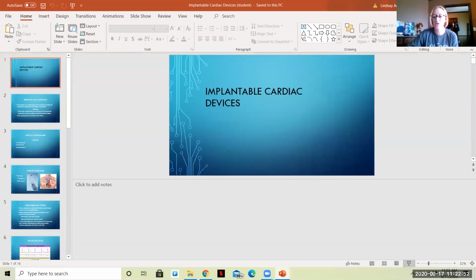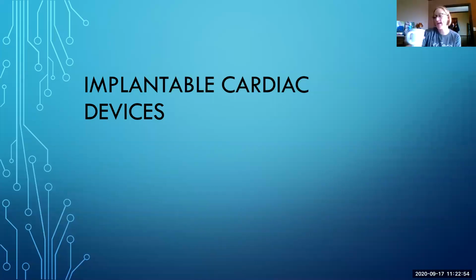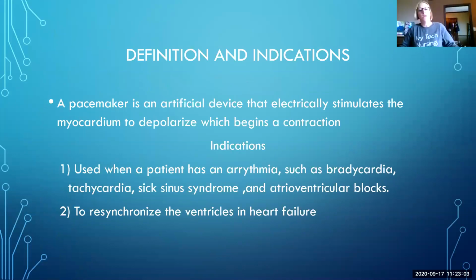So our pacemakers, or our implantable cardiac devices. So with our pacemakers, our pacemaker is an artificial device that electrically stimulates the myocardium to depolarize, which begins contraction. So it helps the electrical activity to stimulate contraction, whether it's in the atria or if it's in the ventricle. It's going to do what it's supposed to do to get the heart beating the way it needs to beat.